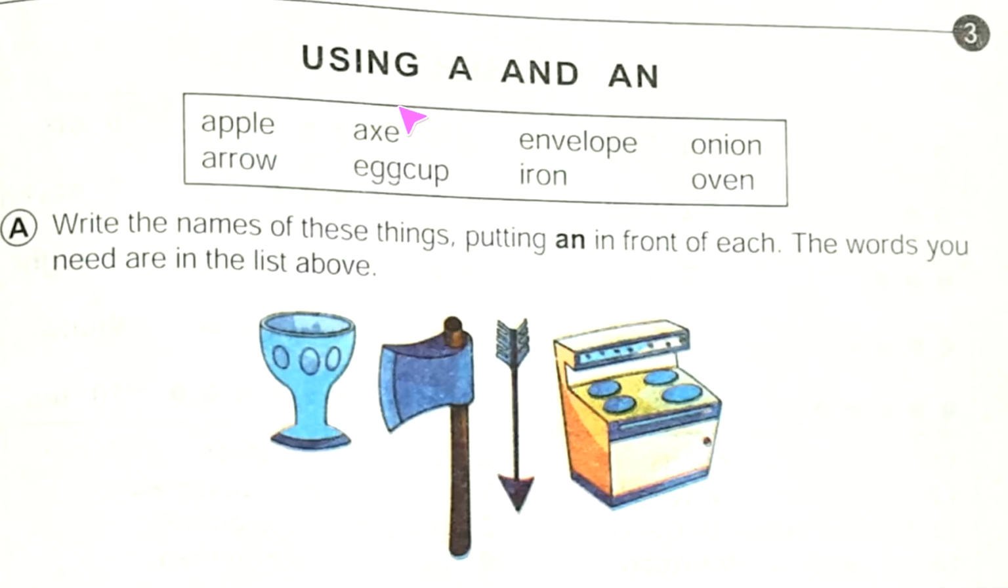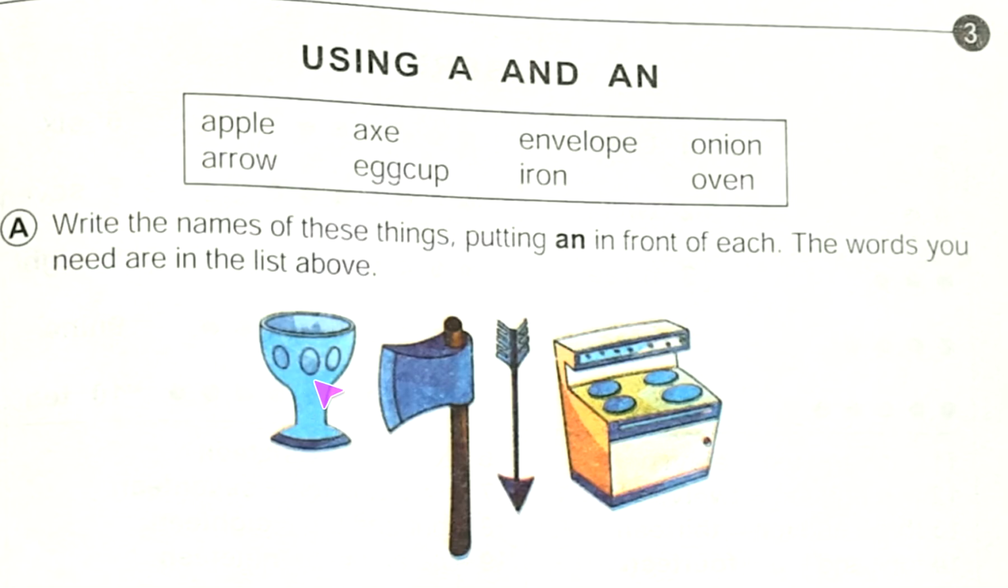Today I am going to discuss Junior English Book 1, page 3. The topic is using a and an. Here one exercise is given. Write the names of these things putting an in front of each. The words you need are in the list above. Means from this place we will write the name of this and before the word we will put an.